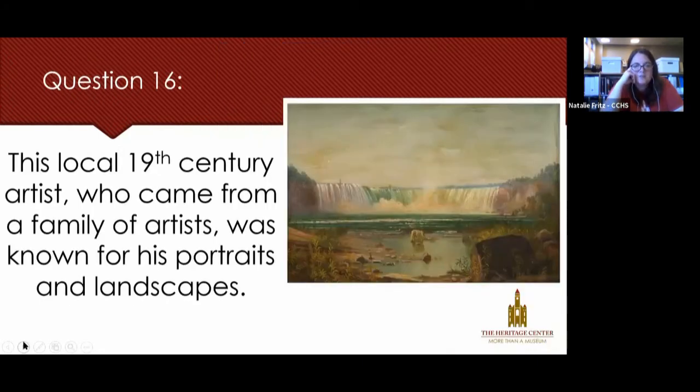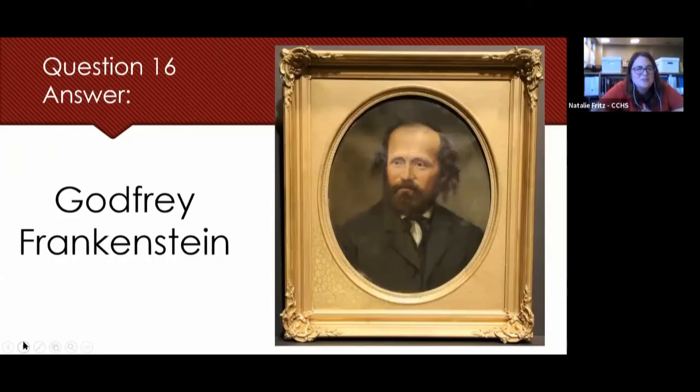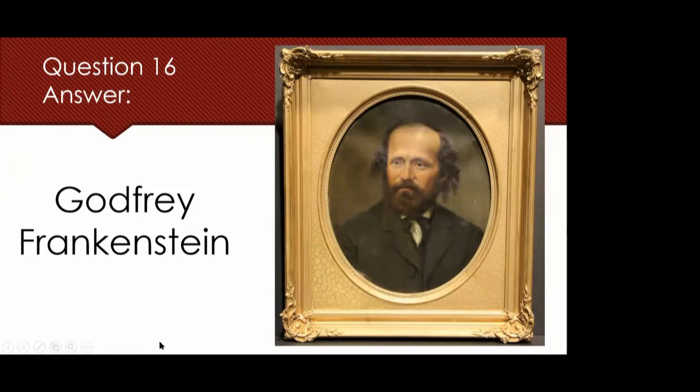Question 16. This local 19th century artist who came from a family of artists was known for his portraits and landscapes. Frankenstein. Yep, that's Godfrey Frankenstein. I don't know too much offhand about the other Frankensteins in the family. I know that there's a booklet in the archives, and I know Virginia has done some more extensive research on the other family members that were artists, but this is a painting that we have in our collection, a self-portrait by Frankenstein. So this is what he looked like. He doesn't look like a scary monster to me.